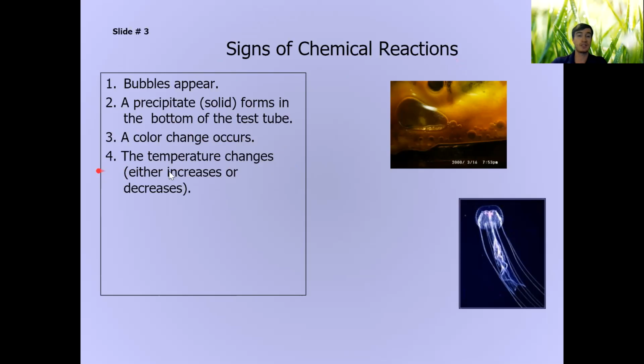So a temperature change can be a good example of chemical reactions. So either an increase or decrease in temperature. For example, fire is a great example of temperature being given off.